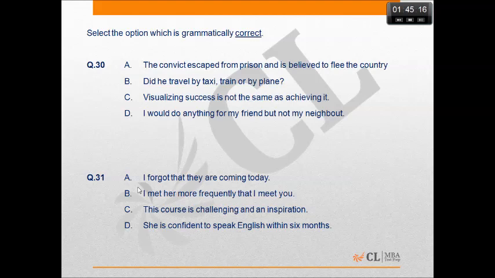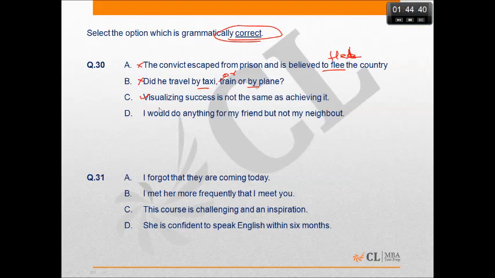Again, grammar. Convict escaped from prison and is believed to have fled the country, possibly. Did he travel by train, taxi, or by plane? Visualizing success is not the same as achieving it. This appears to be correct. I would do anything for my... Oh, which is grammatically correct. Oh, I am sorry, I missed it. This says grammatically correct. So A is incorrect because it is believed to have fled the country. There should be an 'or' here.